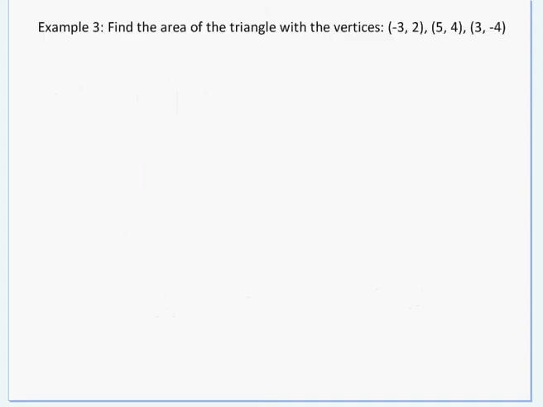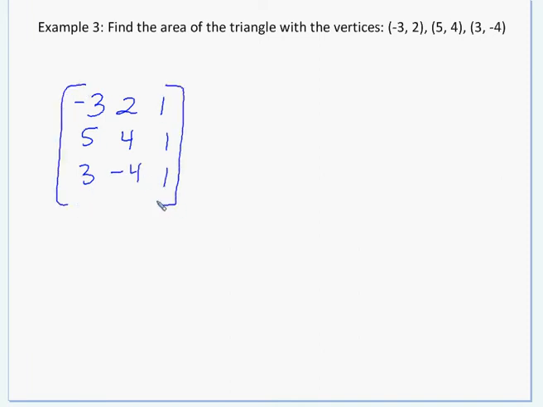So given our next example, we have an area of a triangle we want to find with the vertices of these 3 points. So I'm just going to create a matrix. So I got negative 3, 2, 1; 5, 4, 1; 3, negative 4, and 1.